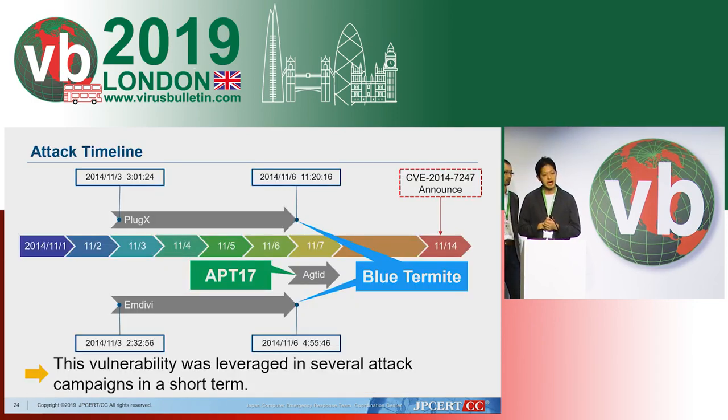Okay, here is the attacking timeline of Ichitaro's zero-day exploit. The first malware, PlugX and MDB with the exploit, was used on November 3rd, 2014 in the Blue Termite campaign. Only a very short time later, the APT17 campaign used the same zero-day exploit with AGTID. It indicates that the exploit was shared among several campaigns, and possibly the actors behind these cases were in a close position, we believe. Finally, the product developer of Ichitaro announced the vulnerability and released the patch on November 14th.